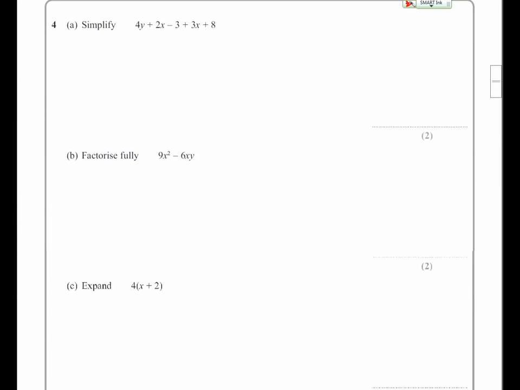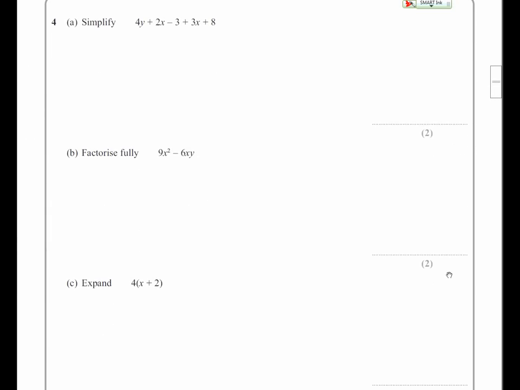Question 4. Simplify this algebra. Now, can you spot which terms are similar? Okay. So first of all, just look at your numbers. We've got the number -3 and the number +8. Put them whichever way around you want. 8 minus 3 is quite nice. So that answer is 5.